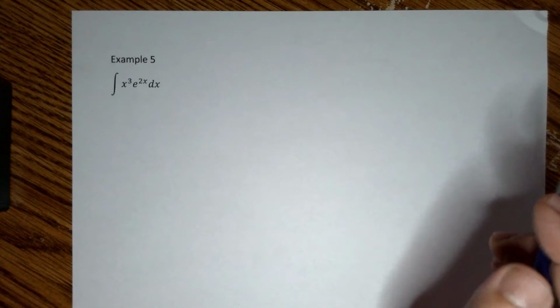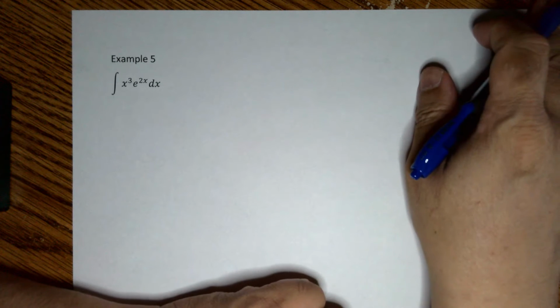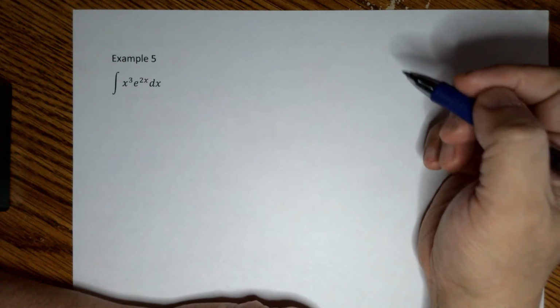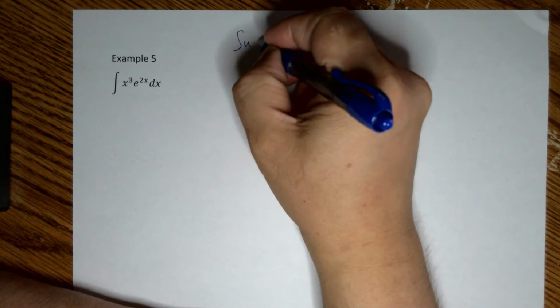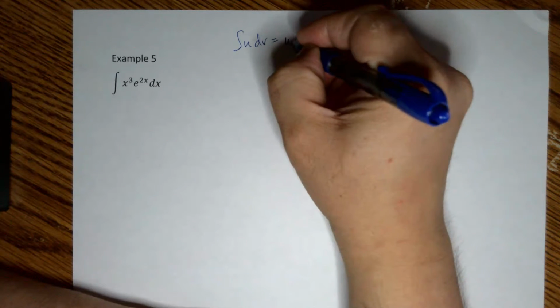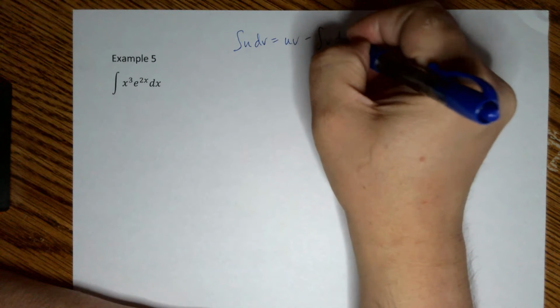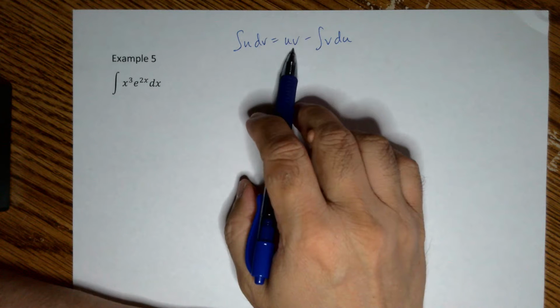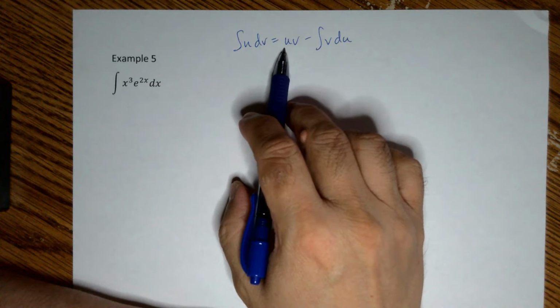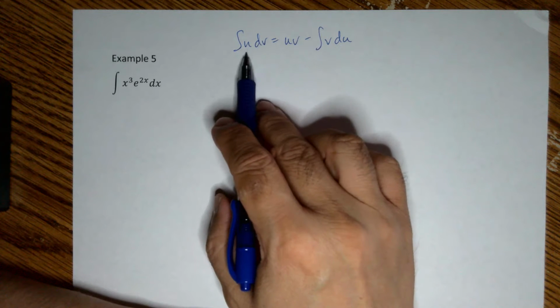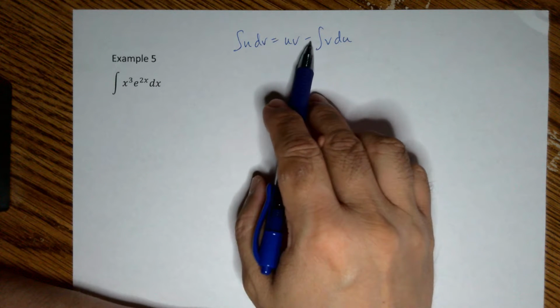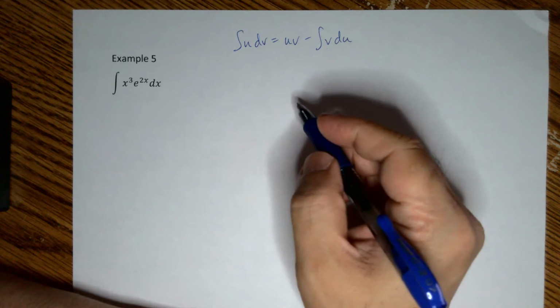Alright, this is example 5. This probably wants you to do it by tables, but I'm just going to do it longhand. Again, this is the formula for integration by parts. My v's don't have tails, my u's have tails, so that's how you tell them apart. That's u dv: the integral of u dv equals uv minus the integral of v du.